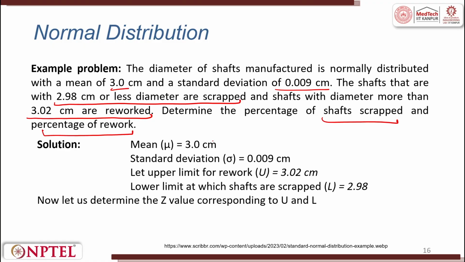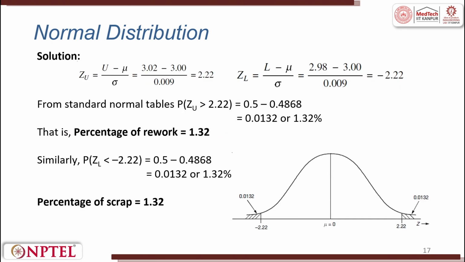Let us see how. Mean is 3 centimeters, standard deviation is 0.009, upper limit is 3.02 centimeters, lower limit is 2.98 centimeters. Now, let us determine the z value corresponding to the upper and lower limits. This z value is calculated as I gave you the formula: x minus mu by sigma. Where x is the upper limit, that is 3.02 minus 3 by sigma, this is the z value on the higher side. And for the lower limit, L minus mu by sigma, 2.98 minus 3 by 0.009, is minus 2.22. This is the sigma value on the left hand side.